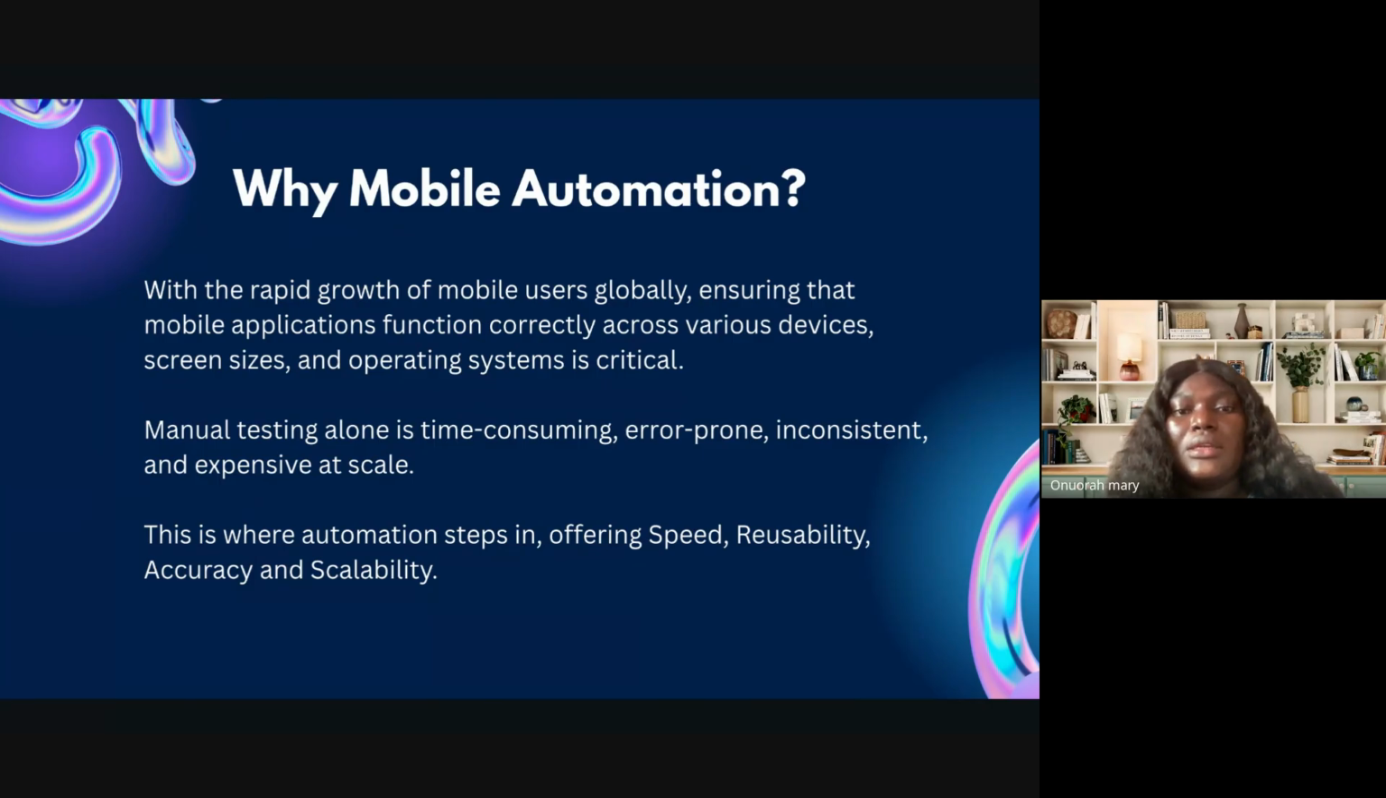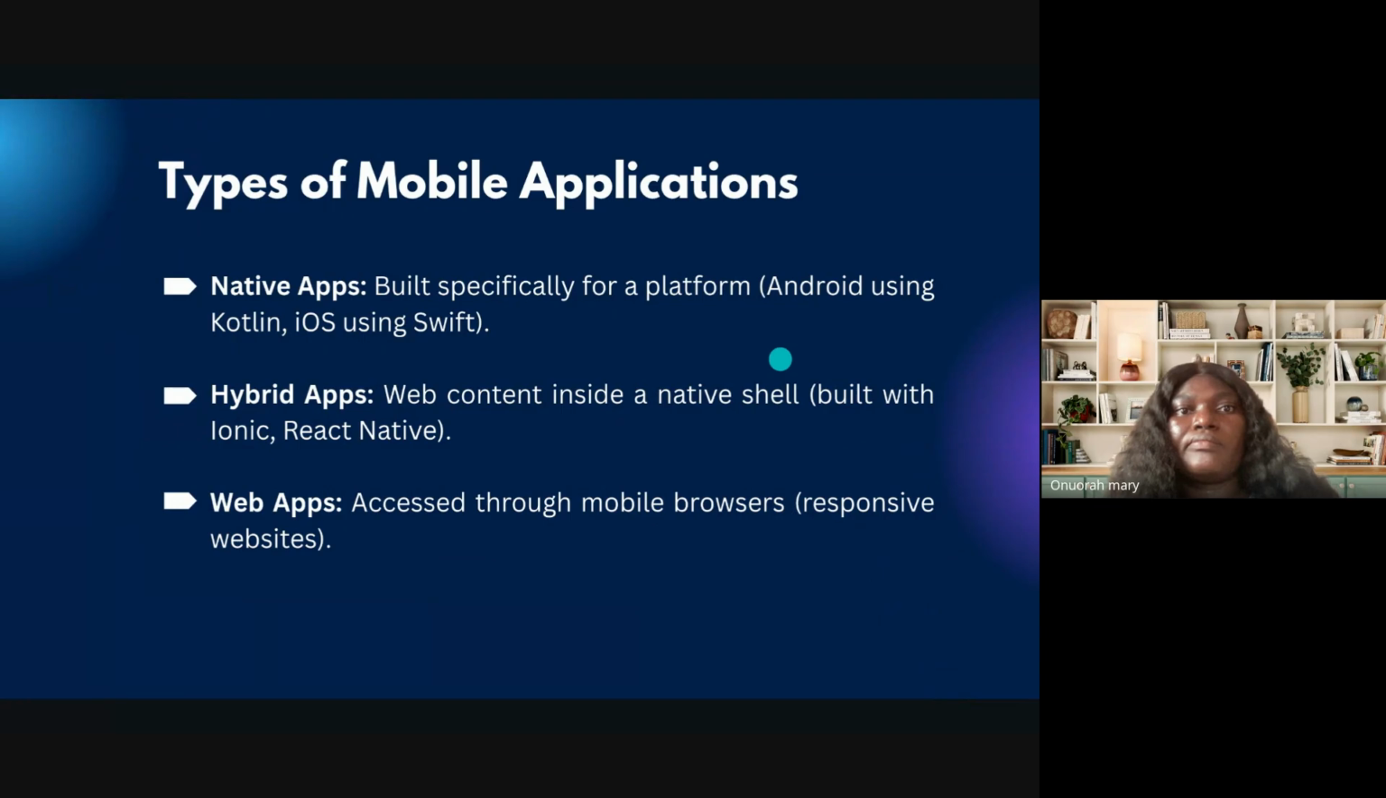The next thing is the types of mobile applications. I think in the course of talking, I already mentioned some of these things, but it's important that we know the types of mobile applications that we have. So all the mobile applications that you see out there are basically any of these three. It could be a native application, a hybrid app, or a web app.